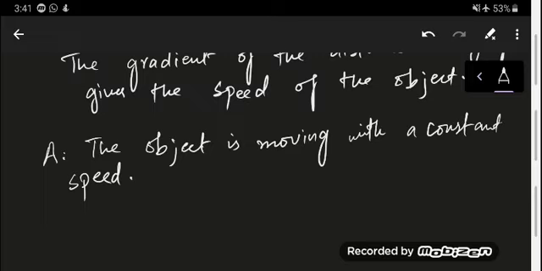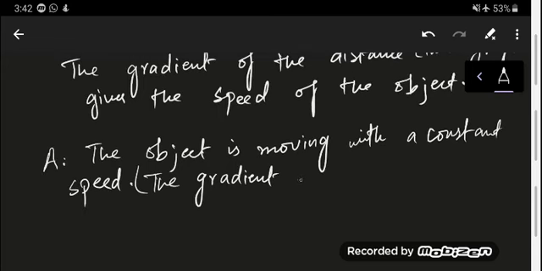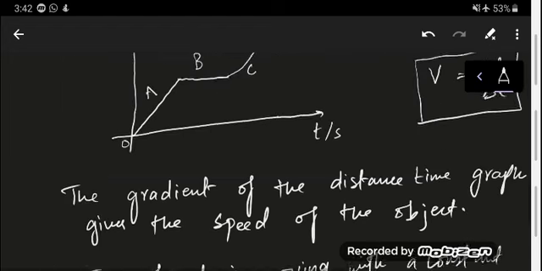And why it is moving with a constant speed? Because the rate of change of distance is constant. The gradient is constant. The gradient at this part is constant. The gradient is a uniform constant gradient. Is positive constant, right? So object is moving with a constant speed.